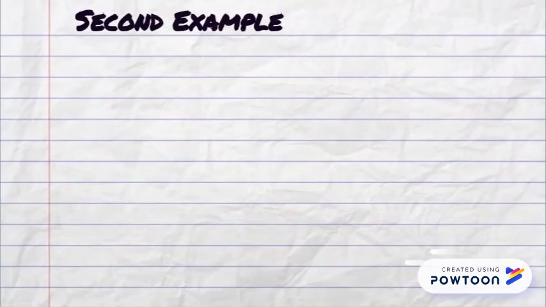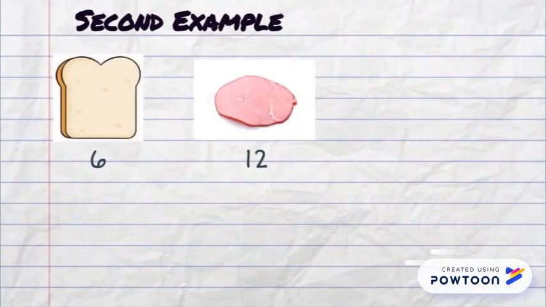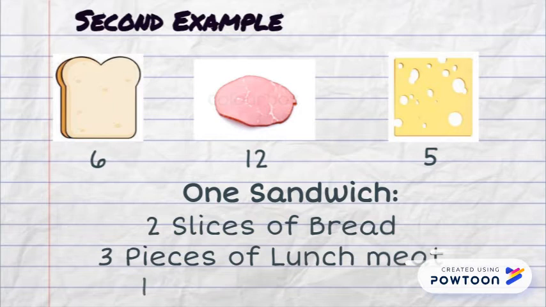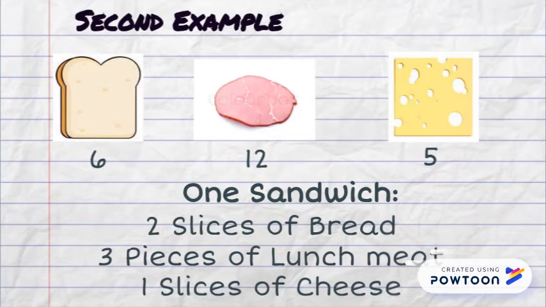Second example, we are given 6 slices of bread, 12 pieces of lunch meat, and 5 slices of cheese. To create one sandwich, we will need 2 slices of bread, 3 pieces of lunch meat, and 1 slice of cheese. How many sandwiches will be produced, and what are the excess and limiting reactants?